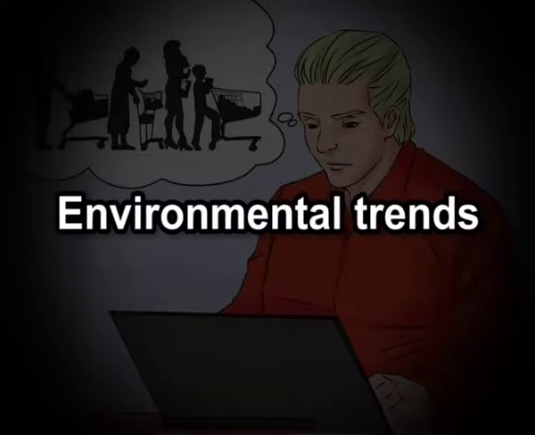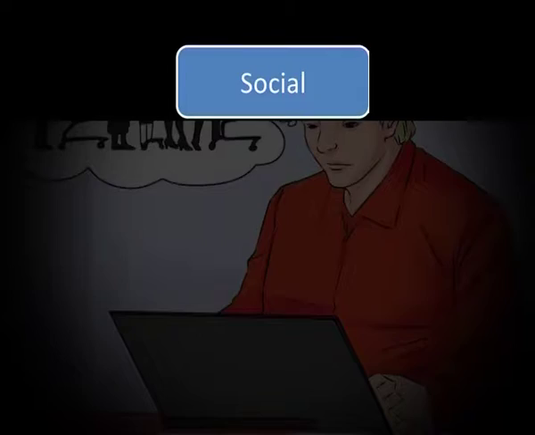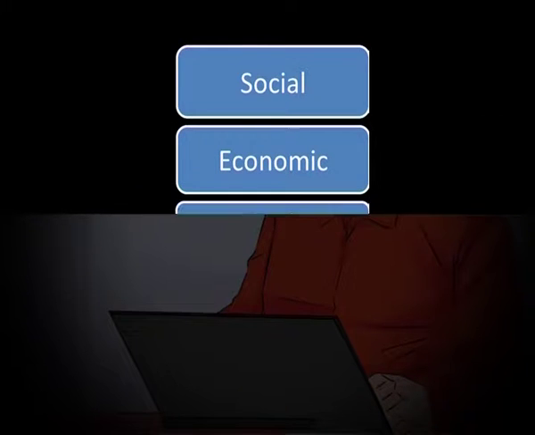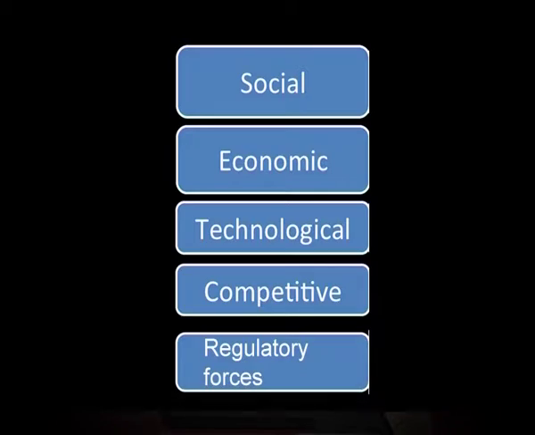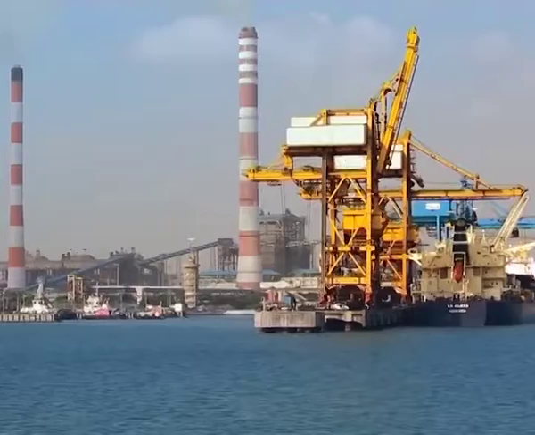Now, what do we mean by trends? I think it's a term that we've been repeatedly using. So, actually, what do we mean by the term trends? In this context, trends refer to the environmental trends, and the environmental trends typically arise from 5 different sources. They can be social, economic, technological, competitive or regulatory forces. Now let us try to understand this process with a very simple example.